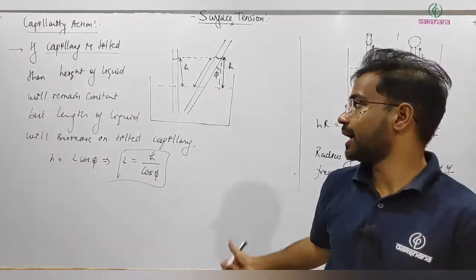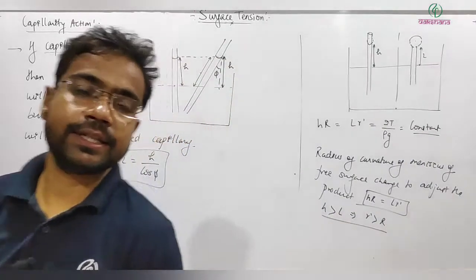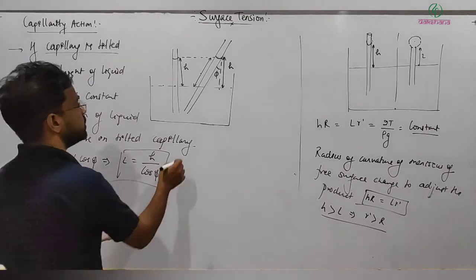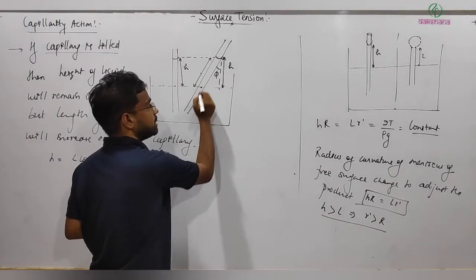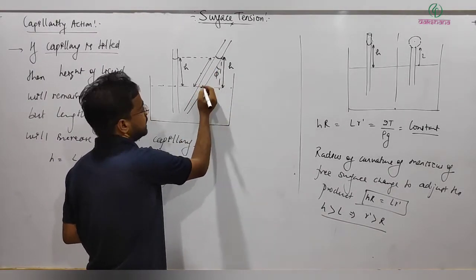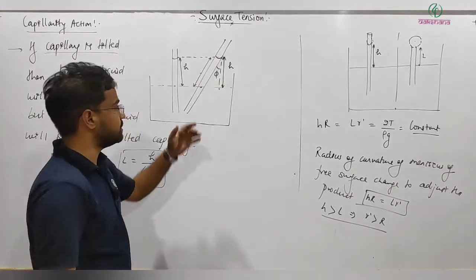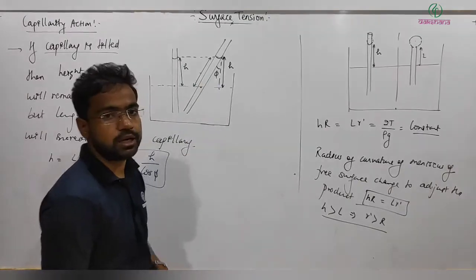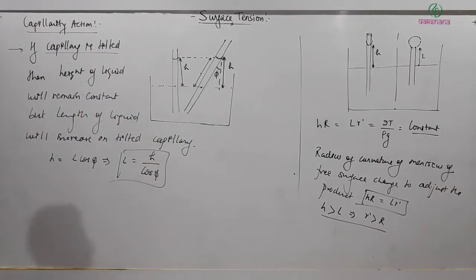If the capillary is tilted, in that condition the length of the liquid column will change in the capillary, but h will remain constant. You can relate that to the fact that the liquid rises to keep the pressure constant, and because the decrease in pressure is the same, the height must remain constant so that the pressure is balanced here. At the same level the pressure must be constant. So this is all about capillarity action.